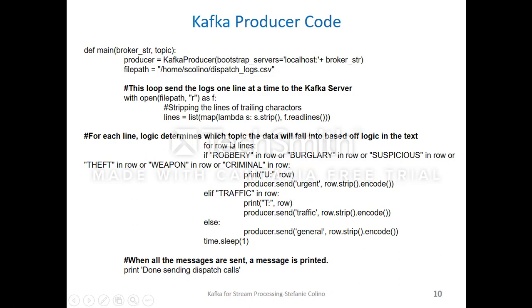So here we can see the logic that I used to direct the messages to one of the 3 topics. The messages going into my urgent topic are going to be robbery, burglary, suspicious, theft, weapon, or criminal. If any of these words are in the description of the call log, it will go to my urgent topic. Then I also have a traffic topic, where if traffic is in any of the descriptions, that data will go to traffic. Anything else I'm just setting to general as a bucket.